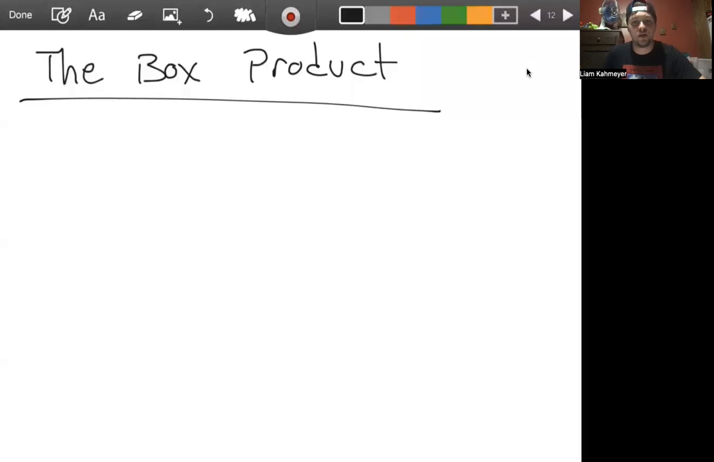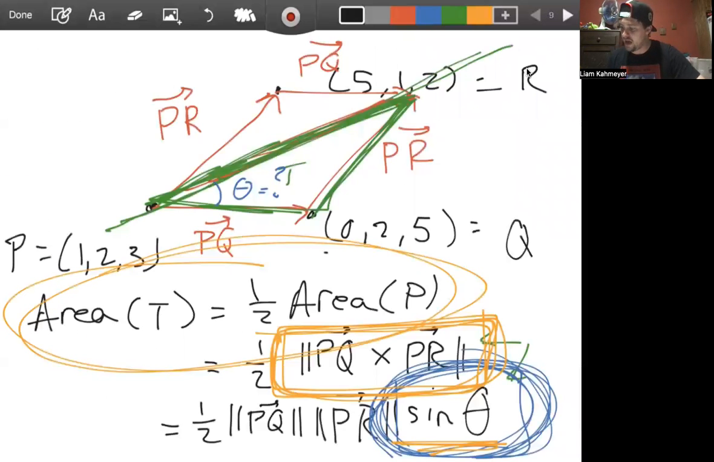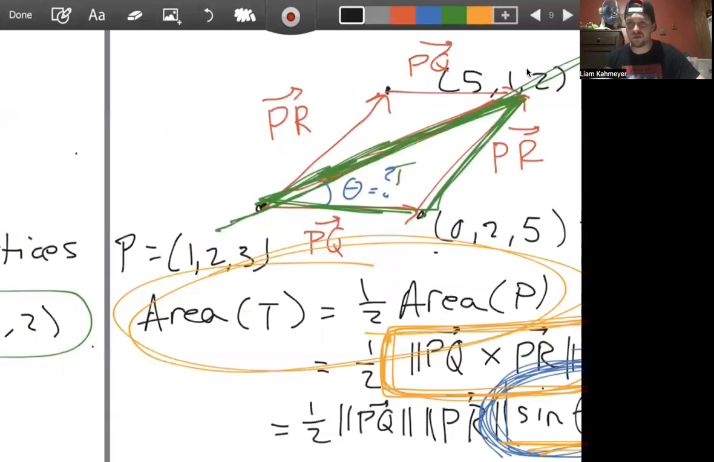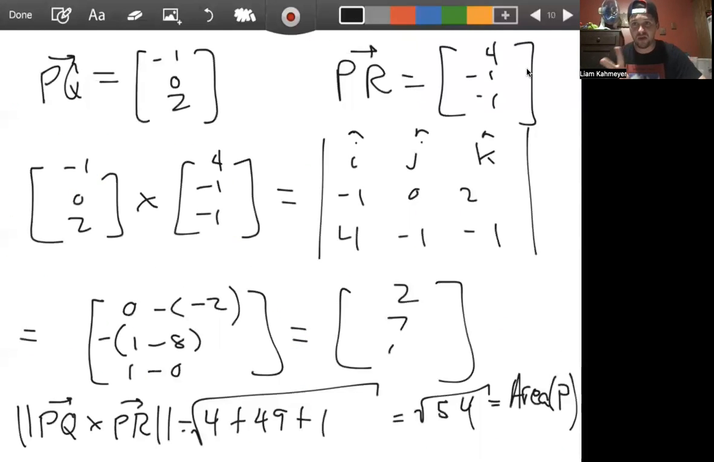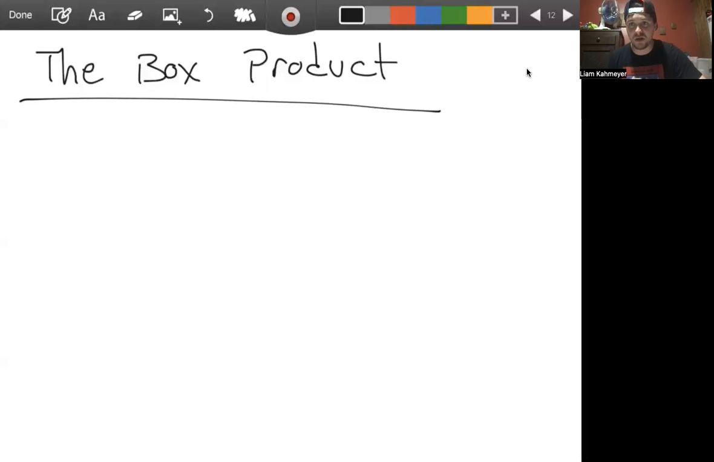Okay, let's look at another application of the cross product. This application is kind of the same flavor as the application of the last video, which was to relate the magnitude of the cross product to the area of the parallelogram spanned by the two vectors that you're taking the cross product of. And in this application, we're going to look at another product called the box product.